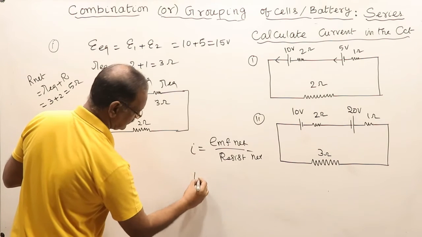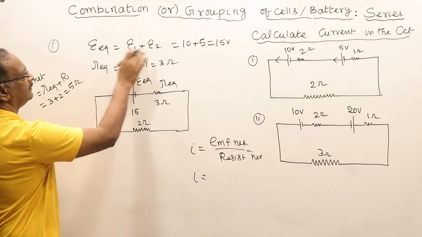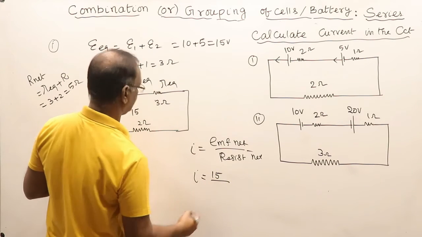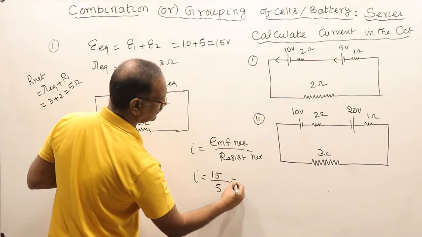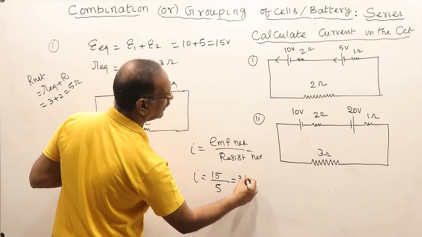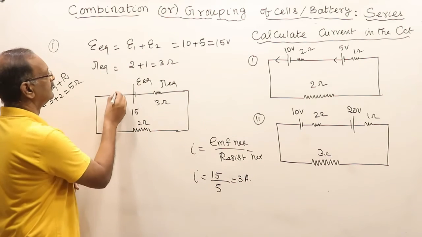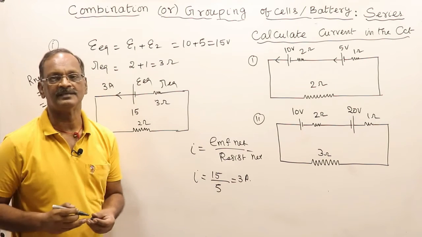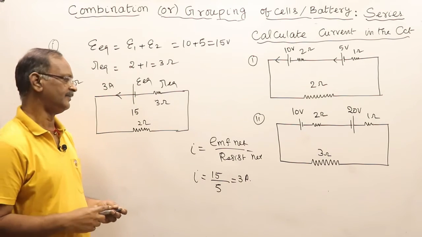Therefore current through this is equal to EMF net, 15 volt, divided by resistance 5, is equal to 3 ampere. The current through this one is equal to 3 ampere. Current flowing is equal to 3 ampere for the first case.